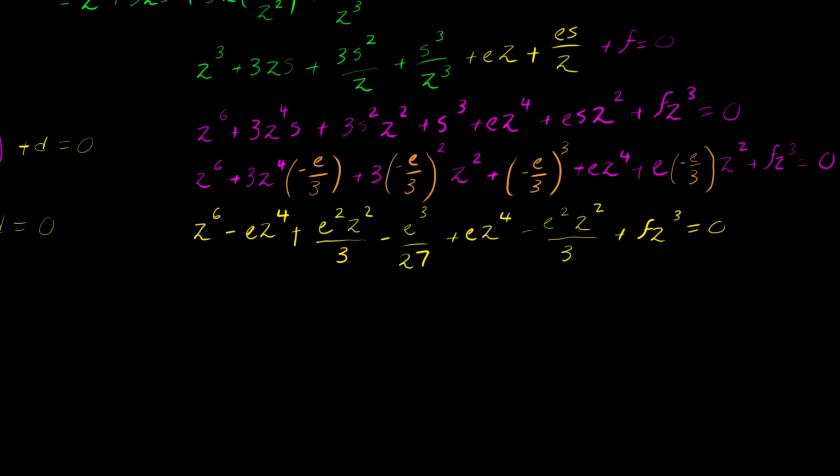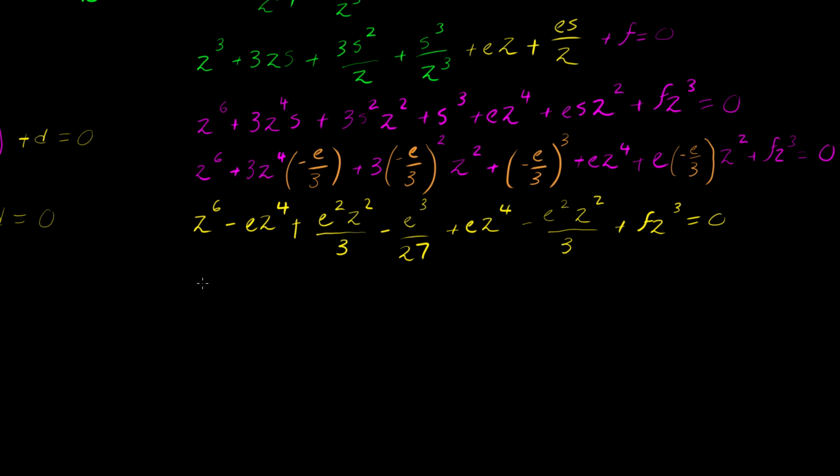So now we can see some things beginning to simplify. We've got this negative ez to the 4th, and this negative ez to the 4th is going to cancel there. We've got this positive e squared z squared over 3, and this negative e squared z squared over 3. So all we're going to be left with is z to the 6th. I'm going to write out this plus fz cubed, and then we have this minus e cubed over 27. That's all we're left with, is equal to 0. And so there we go. This is what we're left with.